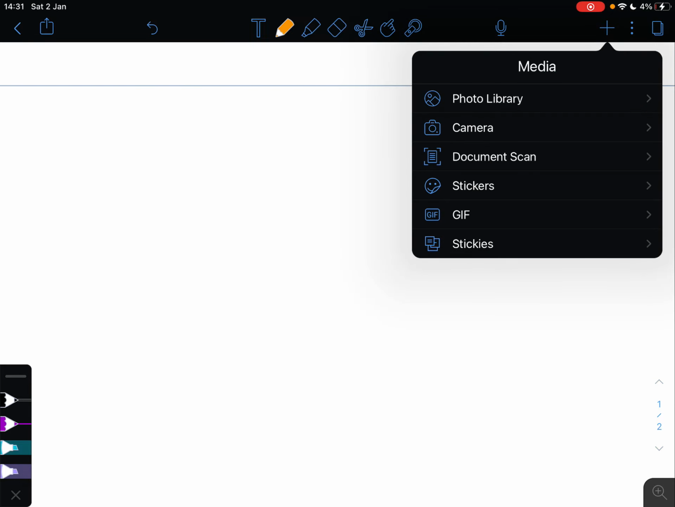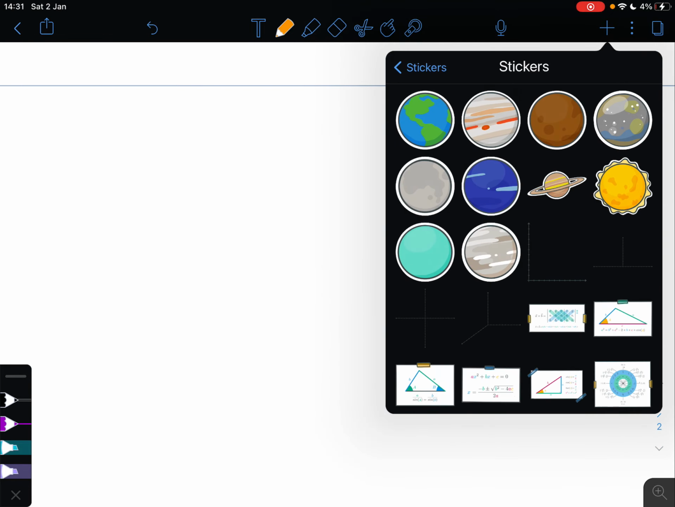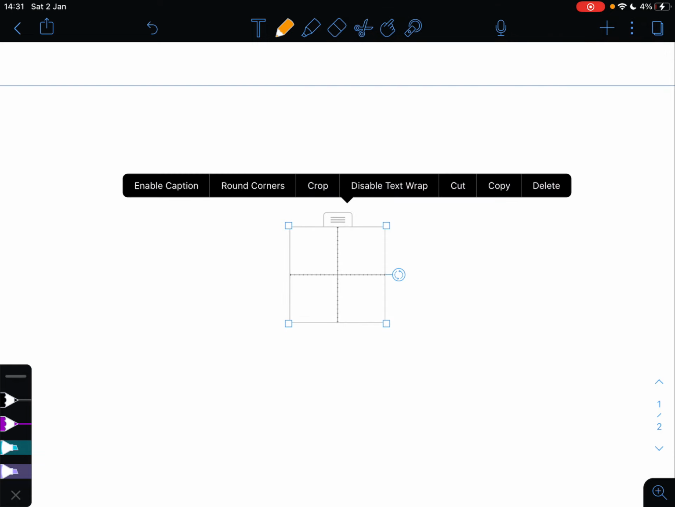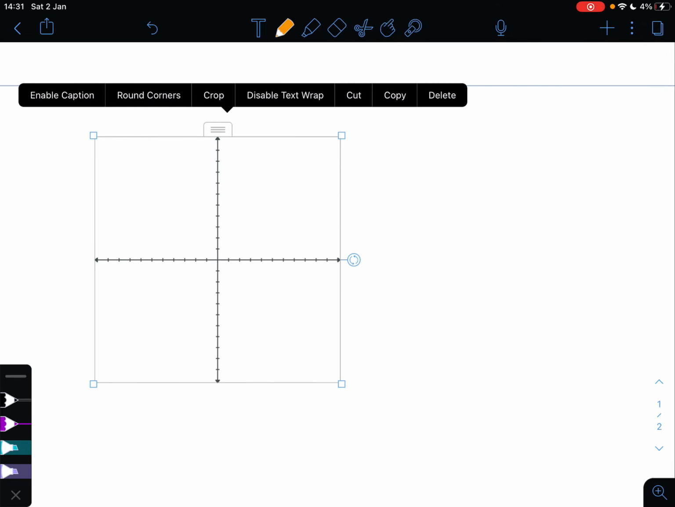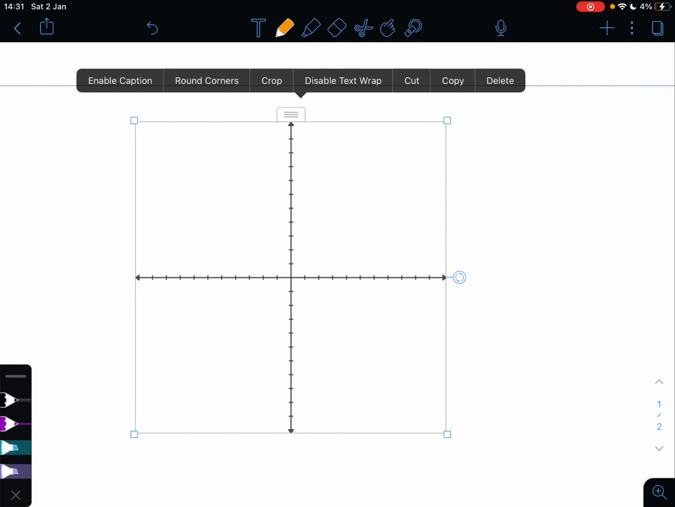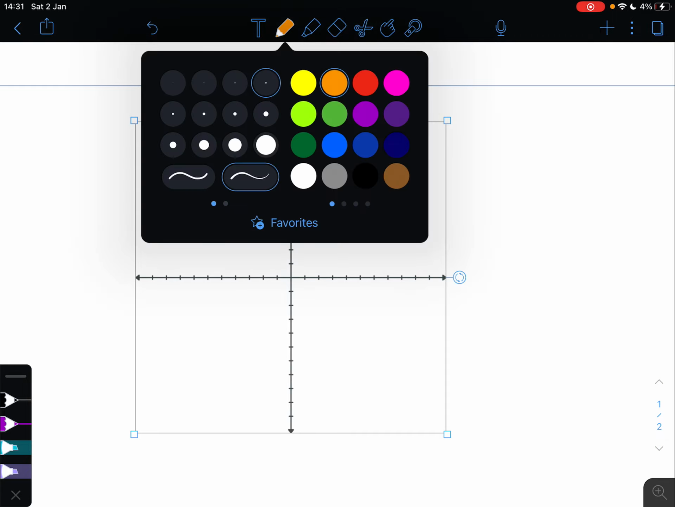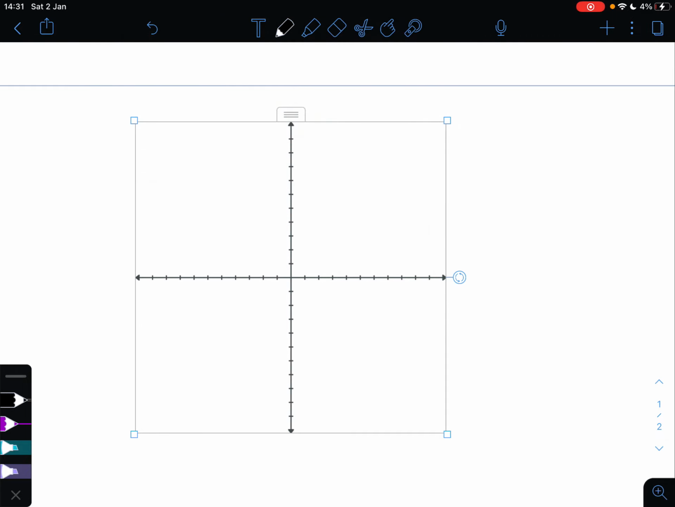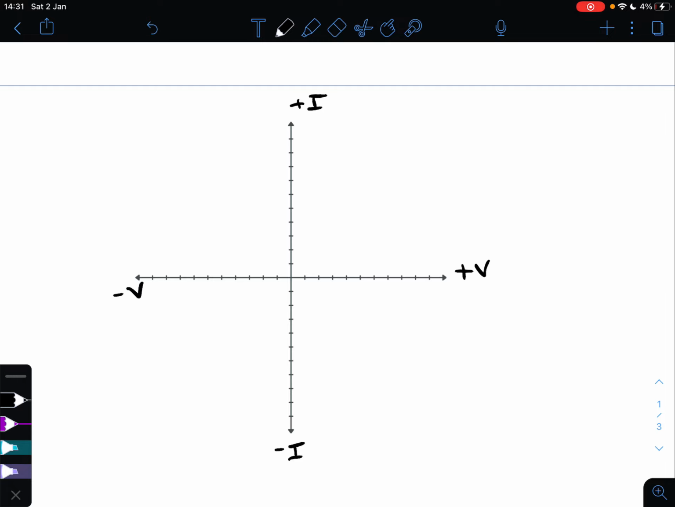We go insert and pick my graph. We're going to draw it with plus and minus again. So this is graph number 2. You just sketch these. You haven't got to use graph paper. The shape is the most important bit. We have plus voltage, plus current, and we have minus current and minus voltage.